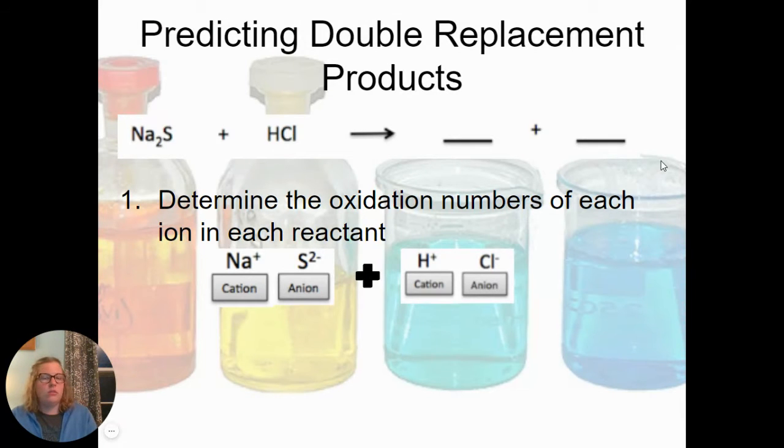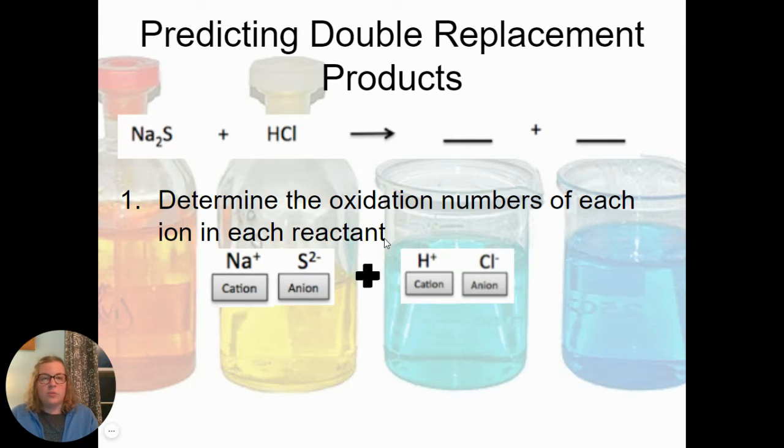I'm going to walk you through the steps for an example, and then we will do a little bit of practice as well. The first thing you have to do with these is determine the oxidation numbers of each ion in the reactant. Looking at our periodic table, you can figure out that sodium is a +1, sulfide is a -2, hydrogen is a +1, and chloride is a -1.